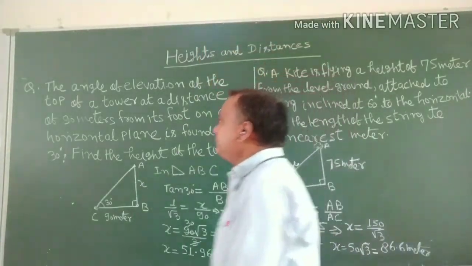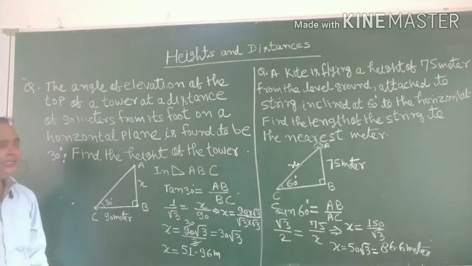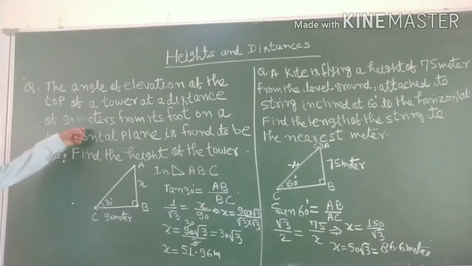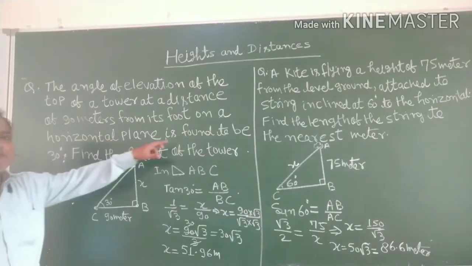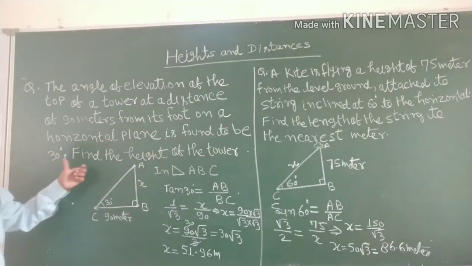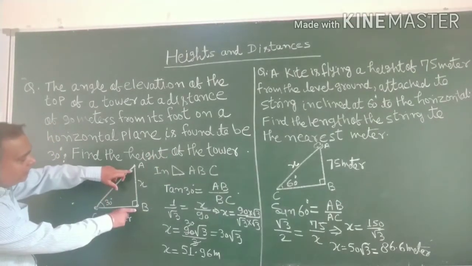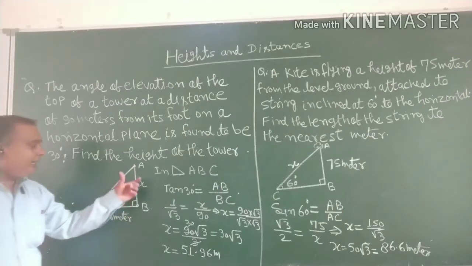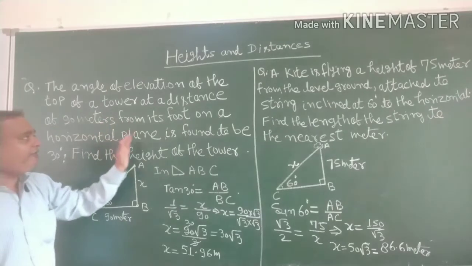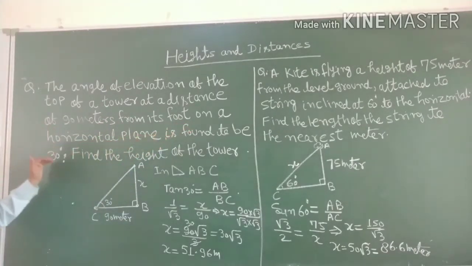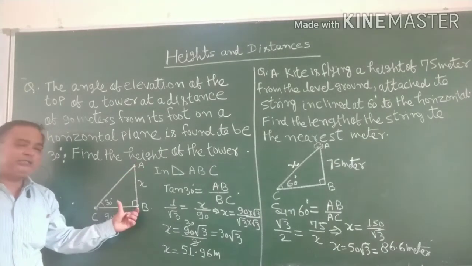Now the question is: the angle of elevation of the top of a tower at a distance of 90 meters from its foot on a horizontal plane is found to be 30 degrees. Find the height of the tower. So let the tower be AB, and the angle of elevation from 90 meters away from its foot is 30 degrees. AB is the tower, A is the top, B is the bottom.